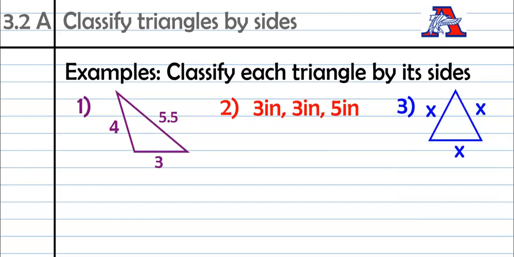All right, so we'll just jump into a couple quick examples here. Classify each triangle by its side. So if we look at the first one, we have 3 different side lengths, 3, 4, 5.5. That's going to be a scalene triangle.